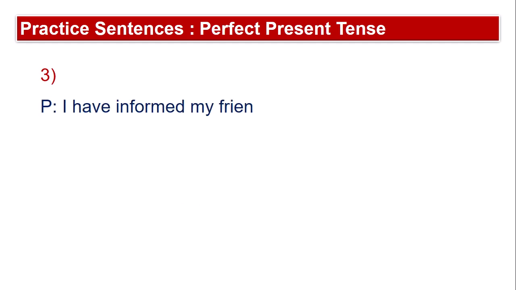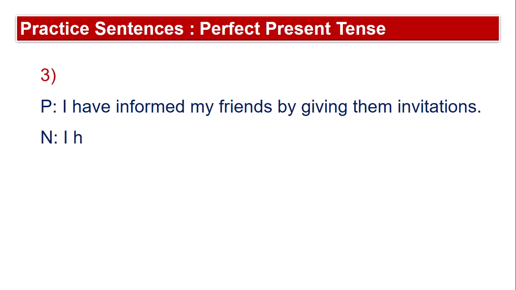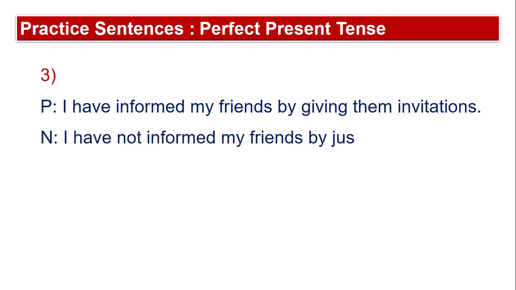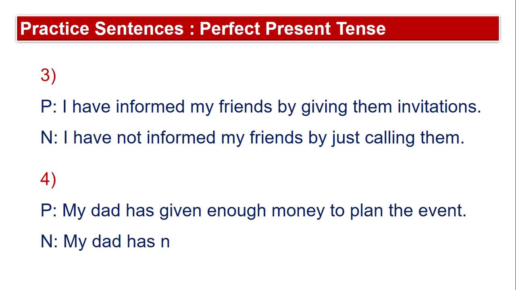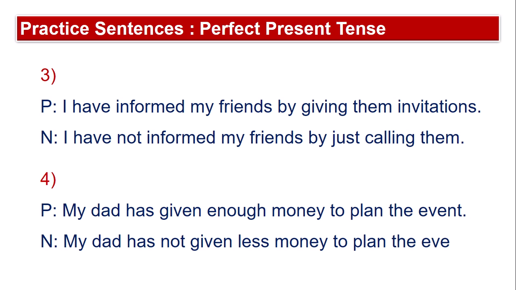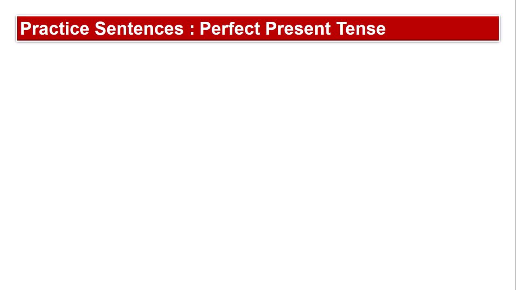Third sentence, I have informed my friends by giving them invitations. I have not informed my friends by just calling them. So you would also see that these sentences are in conformity with practical and natural communication that we make in our mother tongue itself, and our English communication should be in the same way in English as well, whether it is writing or speaking. Fourth sentence, my dad has given enough money to plan the event. My dad has not given less money to plan the event. All our negative sentences are in such a way that they don't change the meaning of positive sentences.